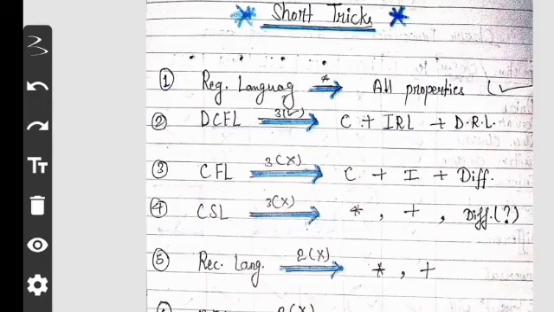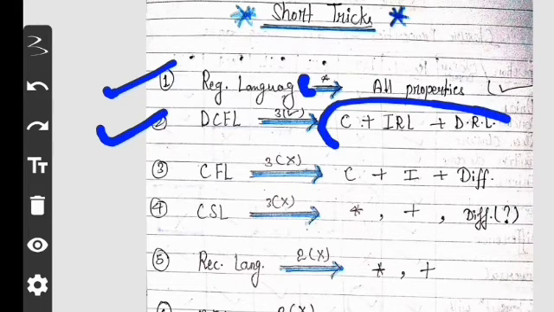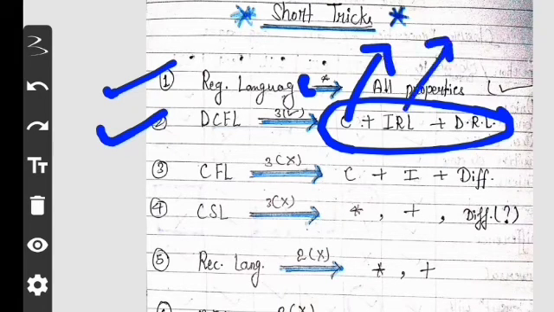Now the short tricks. The first short trick is that regular language is closed under all types of properties. The second trick is that deterministic context free language is closed under only three properties. First one is complement, second is intersection with regular language, third is difference with regular language.